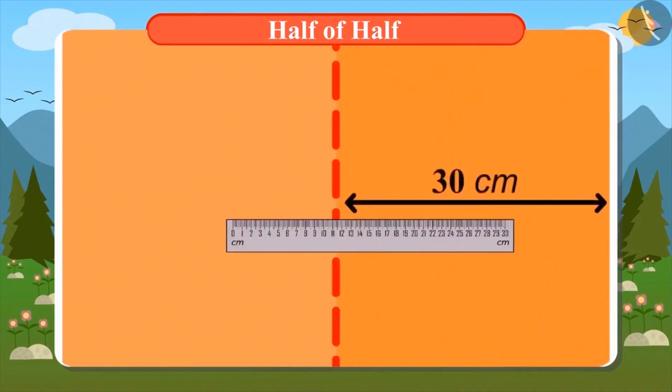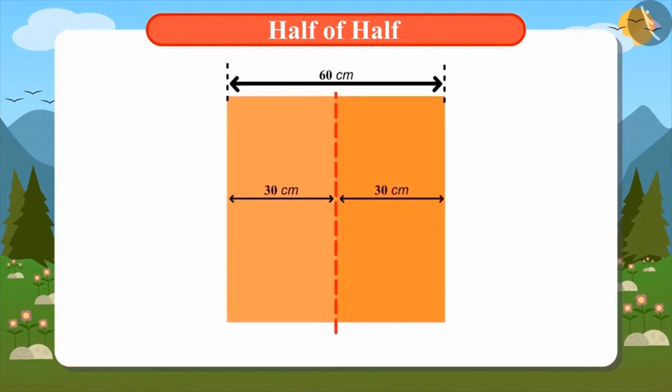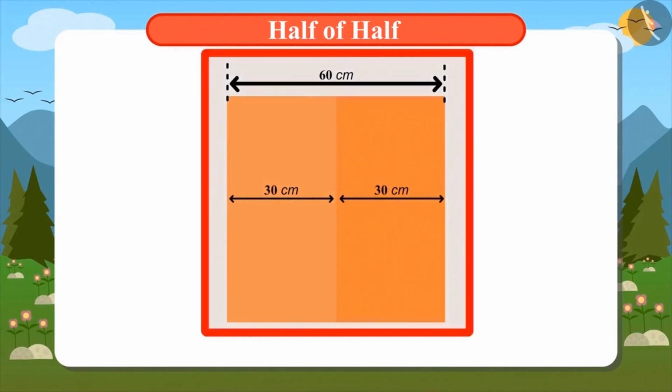Now measure the distance from this line to the edges on both sides of the paper. By doing this, we came to know that the paper is now divided into two equal parts and each part is 30 centimeters. This paper is now divided into two halves. Yes. Now we need to find the 1/4 part of this paper.